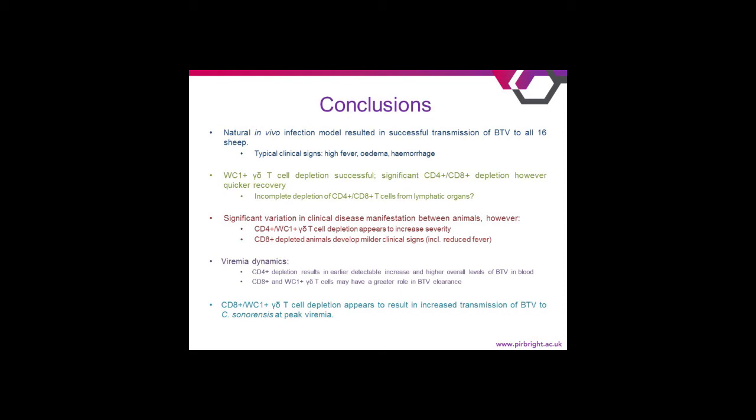However, overall we found so far that the CD4 and the WC1 gamma delta T cell depleted group appears to increase severity. However, the CD8 depletion tends to result in milder clinical signs and reduced fever. The viremia dynamics, so the CD4 depletion resulted in earlier detectable increase and higher overall levels of BTV in the blood, similar to the cattle. The CD8 positive and the WC1 positive gamma delta T cells may have a greater role in BTV clearance. And then finally, the CD8 and the WC1 gamma delta T cell depletion appears to result in increased transmission of BTV to Culicoides sonorensis at peak viremia.